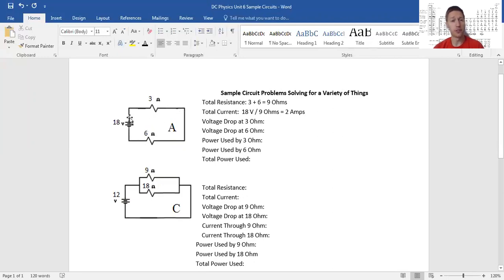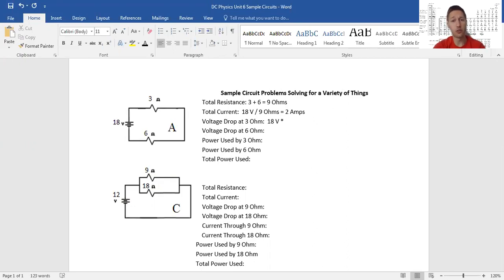Voltage drop at the 3 ohm resistor. So as the electrons move through the circuit, they're going to get demotivated. They're going to lose motivation as they complete a homework assignment, just like you guys do. So they have a 3 ohm homework assignment to do and a 6 ohm homework assignment to do. When they budget their strength, they're going to budget most of their energy for the 6 ohm resistor. So to find the voltage drop, you've got to proportion it out based off each resistor. So in this case, we have a total of 18 volts to spend.